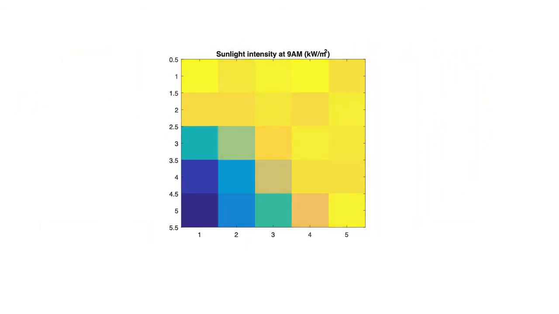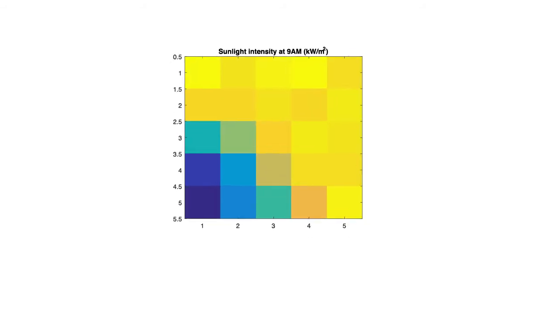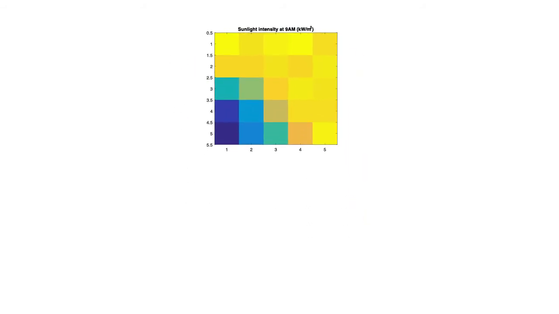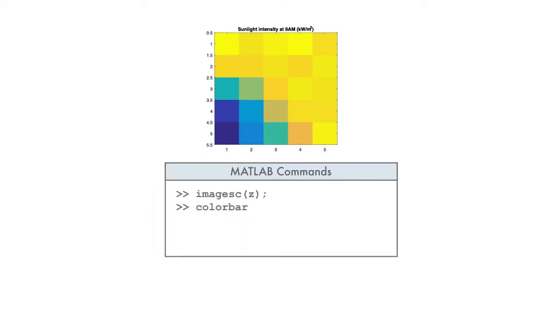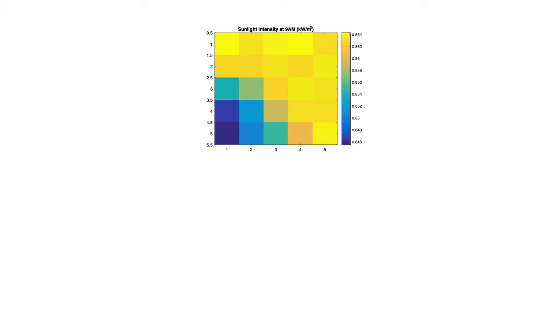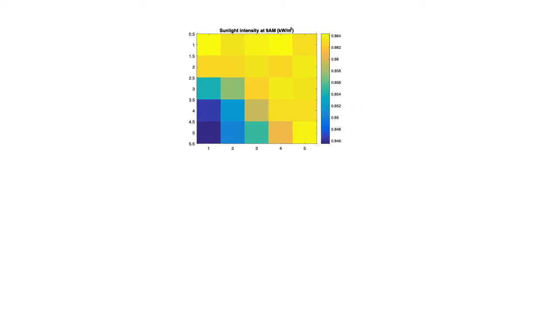Great! We can clearly recognize where the tree is blocking the morning sun. But how much? We need to identify the actual values represented by the colors. To do this, we add a color bar by clicking the Insert Color Bar icon, or using the command colorbar. The color bar shows how the values in the matrix are mapped to colors in the image. In this way, we get a better idea of how our solar panel array is doing with the sunlight conditions.